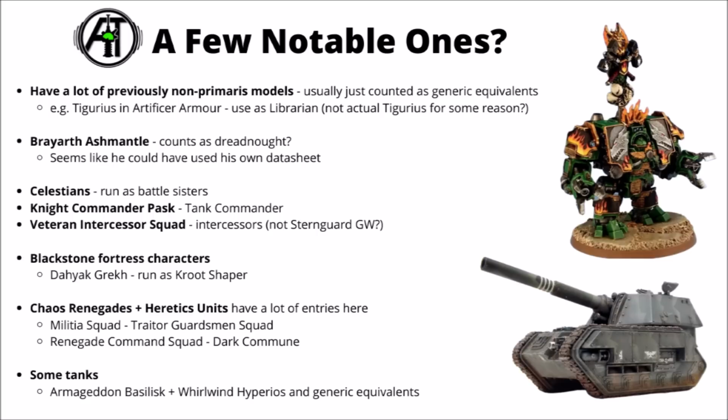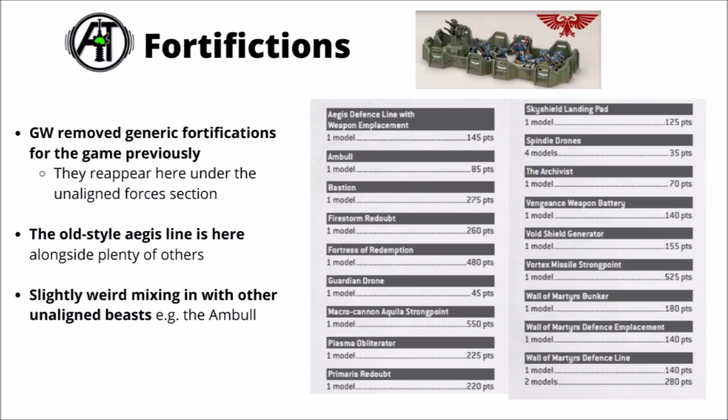Both of those are just recommended to be counted as their generic equivalents, which I think is kind of fine really. They do lose a bit of their unique flavour, and maybe out of the two, the Hyperios could have used its own datasheet perhaps to have its own anti-air rules, I think it was, but perhaps not the biggest deal in the world. Getting into the actual downloads though, and first off let's start with the generic Fortifications.